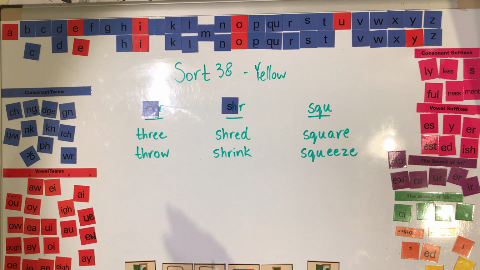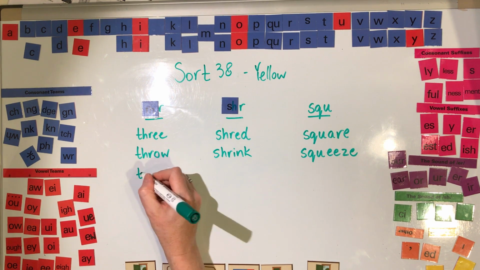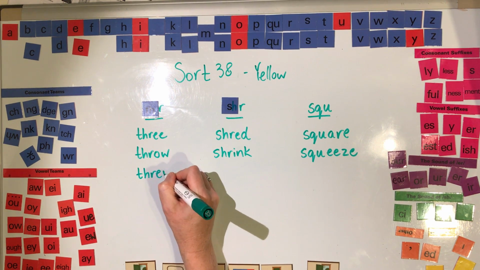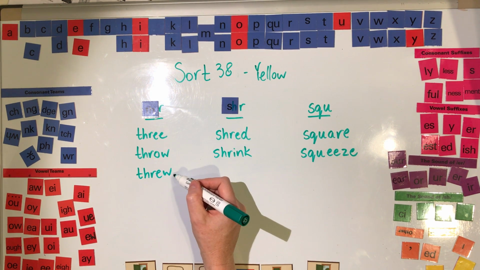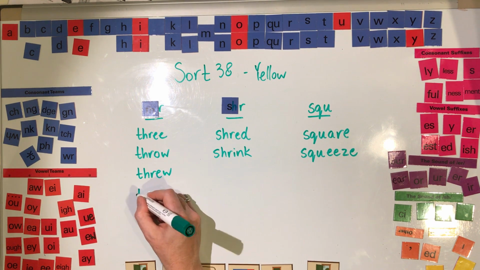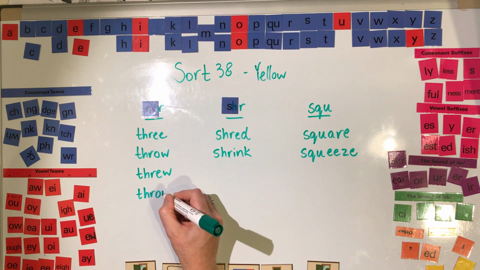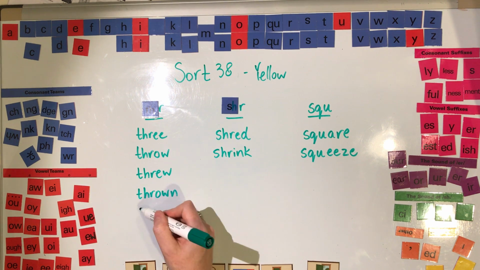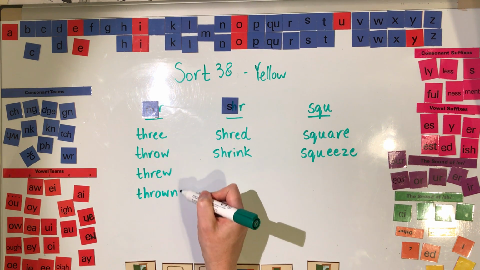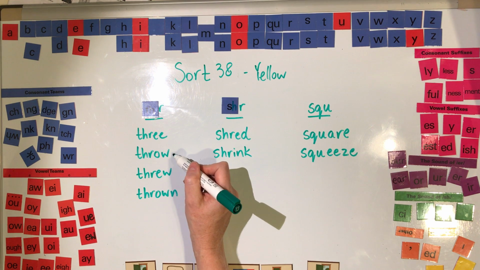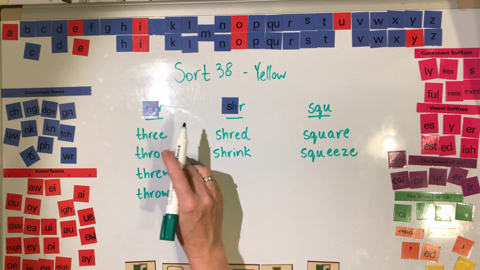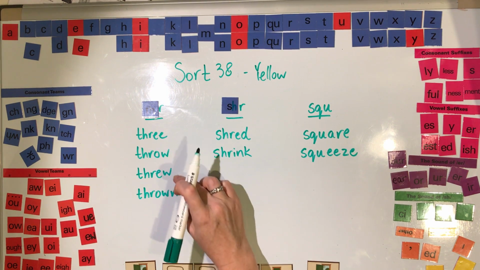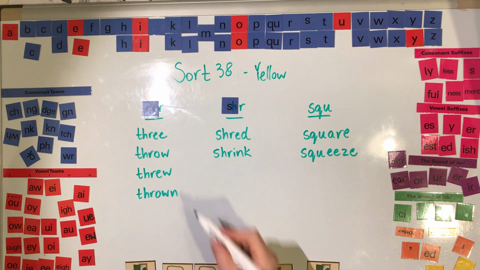Now we've got words like throw and through. So I'm going to throw the ball, and you could say this is the past tense version, threw. Or another past tense version is thrown. He threw the ball, or he had thrown the ball. So these are both past tense and this is present tense, throw. Or even you could make it he will throw the ball. So you could make this future as well. But these words all actually mean the same thing. This is to do with the action of putting something into motion.